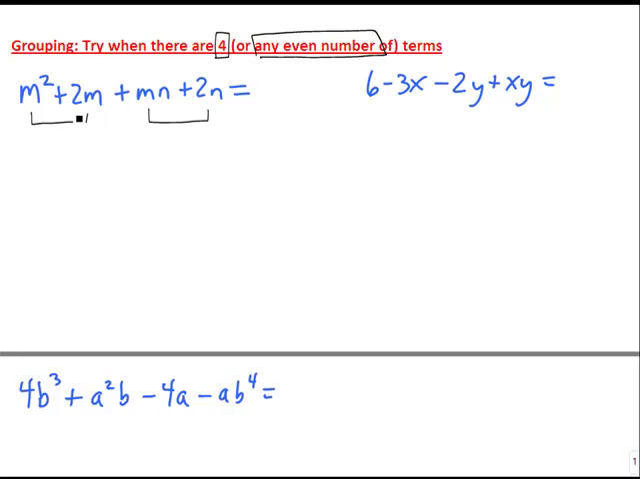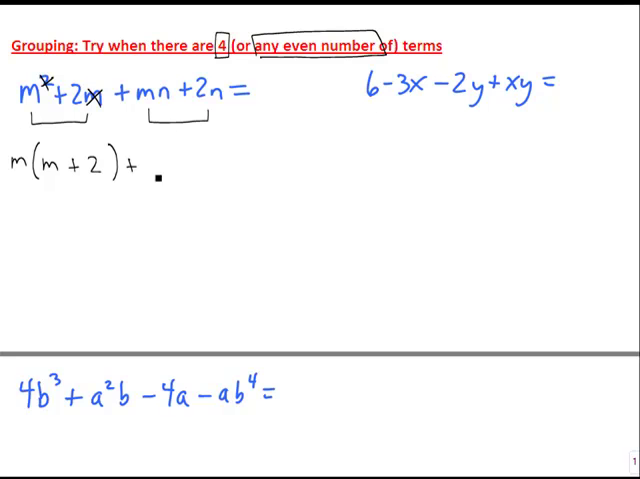So if we look at these first 2 terms, what do these first 2 terms have in common? They both have an m. So if I pull that m out, then what's going to be left goes in parentheses. I took away one of these m's, so one m is still left. I took away this m, so a plus 2 is left. If I go to the next pair of terms, what do they have in common that I could pull out?